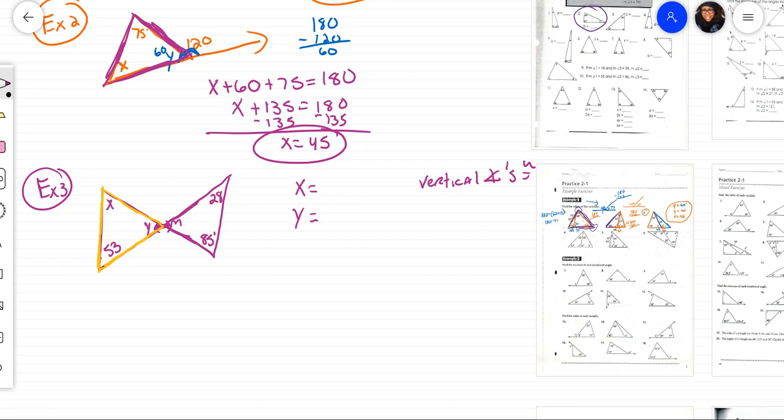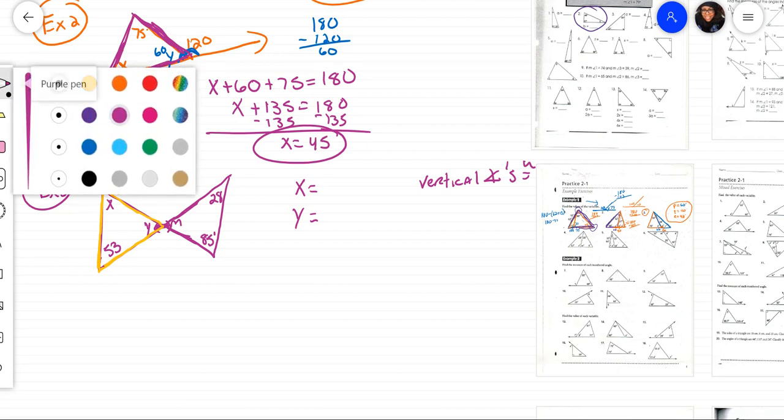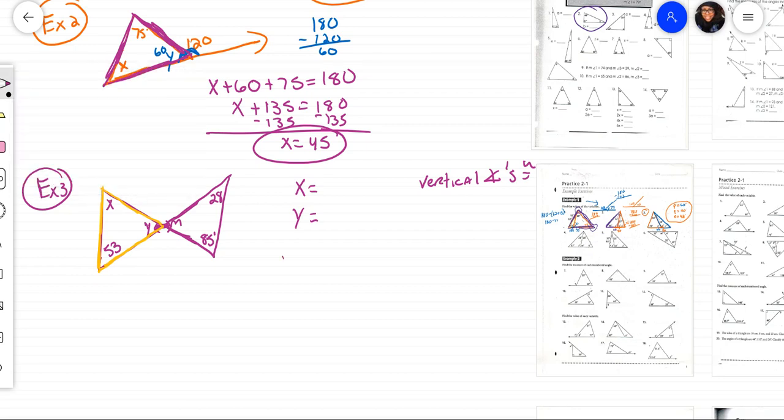So this is how the geometry makes these problems a little bit more challenging, because you have to know how angles connect and what you can do and what you can't do. So I'm going to now work with the purple one, and I'm going to do 180. Again, I can just do 180, subtract the 85, subtract the 28. Perfectly fine to approach it that way.